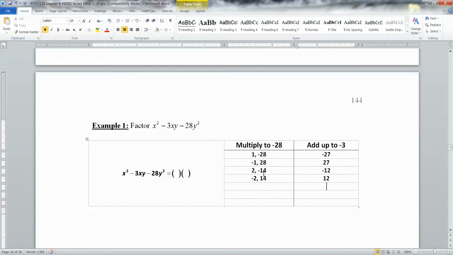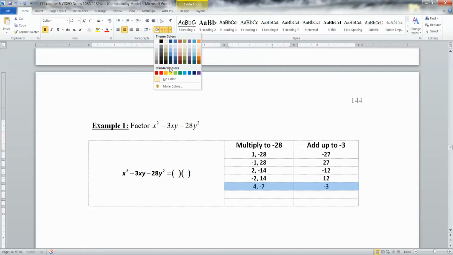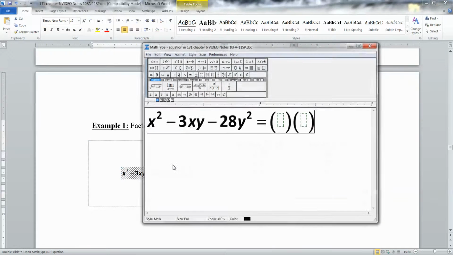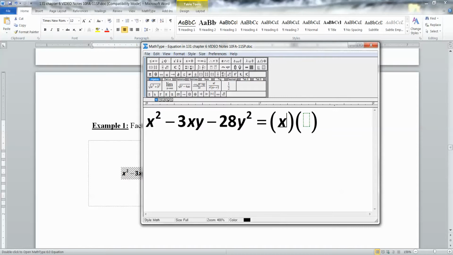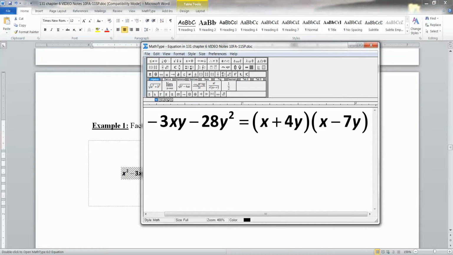Again, you don't really have to do both of those because once you know one doesn't work, you know the other doesn't work either. Negative 4, positive 4, sorry, positive 4, negative 7. There it is. That makes negative 3. We can stop right there. You can say, okay, this is going to be x plus 4y, x minus 7y. That way you'll have y squared in the back, which is what you want.